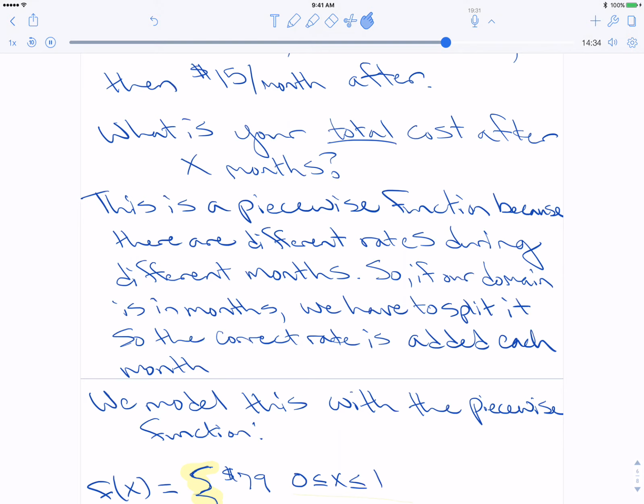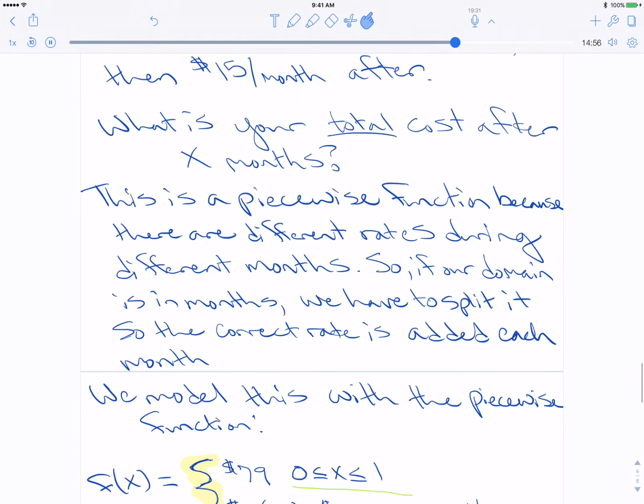So the $79 is only going to happen within that first month. So you just bought it, no months have passed yet, you spent the $79 though on the first day that you got it. So that goes from 0 to 1. Because the entire first month, that's all you had to pay for was the tablet. The first month of the 4G package was free.